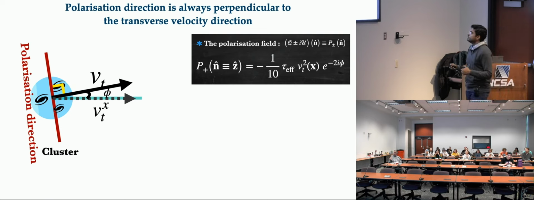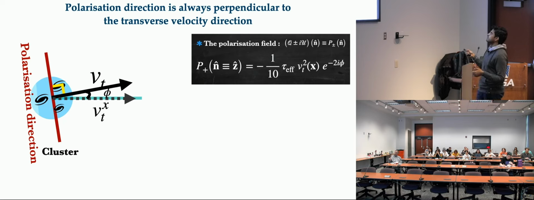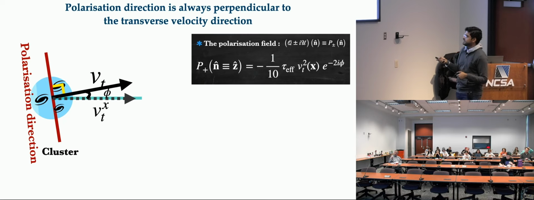Now let's dive a bit more into details about this polarization signal itself. The polarization signal depends on the optical depth of the galaxy clusters, and it also depends on the transverse peculiar velocity field. What I've plotted in this diagram is, for example, this blue blob is the galaxy cluster, and it has some peculiar velocity. Imagine this plane to be the plane of the sky, and this Vt is showing the transverse velocity. What you can actually show is that the polarization direction of this radiation will be perpendicular to the direction of the transverse velocity of the galaxy cluster.